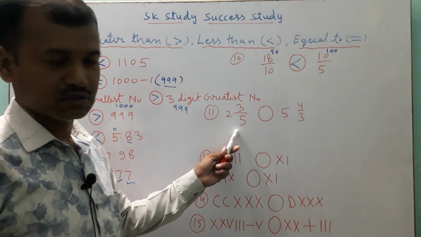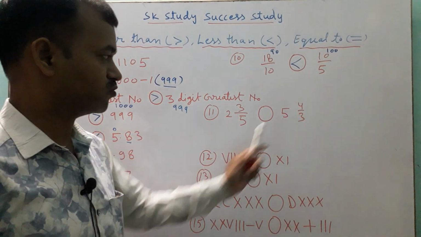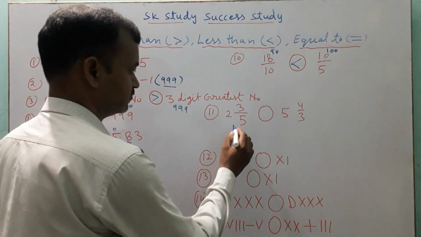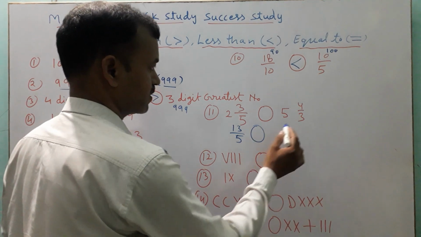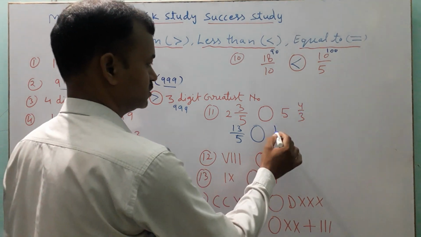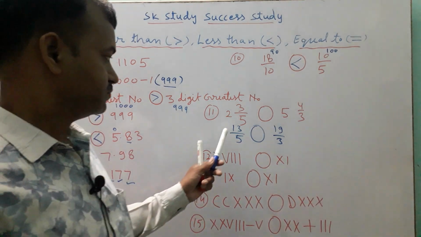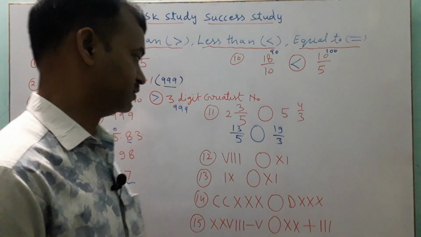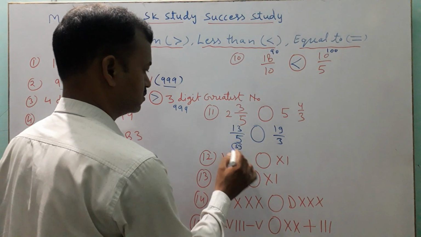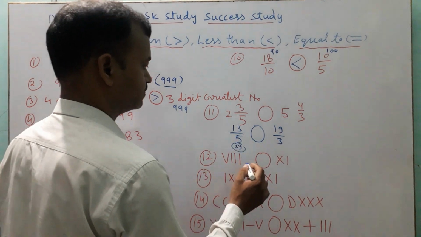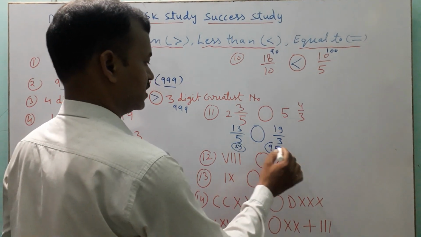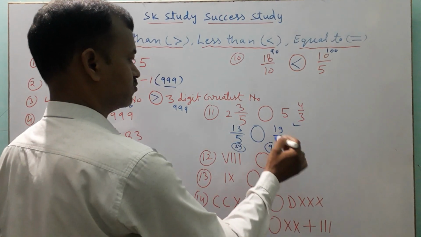Mixed fractions. This is the comparison of mixed fractions, 2 and 3 by 5 and 5 and 4 by 3. First of all, we convert them into improper fractions. 5 times 2 is 10, 10 plus 3, 13 by 5. Three fives is 15, 15 plus 4, 19 by 3. Here numerator and denominator both are different, so we cross multiply. 3 times 13 is 39, 5 times 19 is 95. 95 is greater, so 19 by 3 is greater, it means 5 and 4 by 3 is greater.